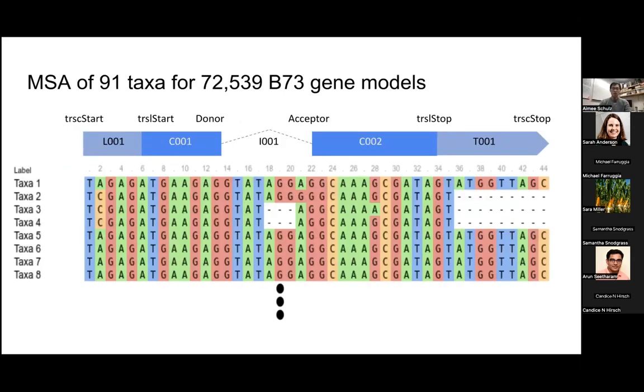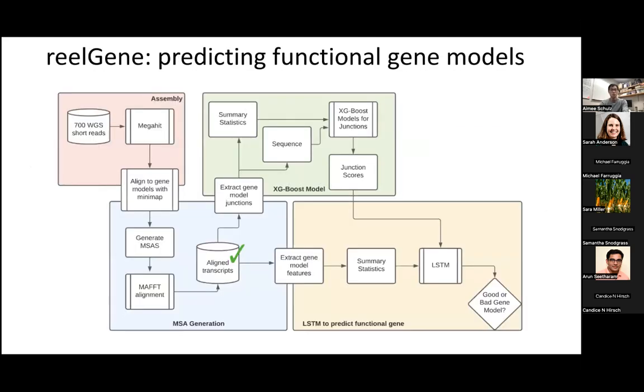Okay, so now that we have the 72,000 B73 gene models aligned, this will be our predictive variable of the model. So we're going to extract the features from the MSA and try to predict what is a good and what is a bad gene model. But before that, we need to first know what is good and what is bad for the gene model.